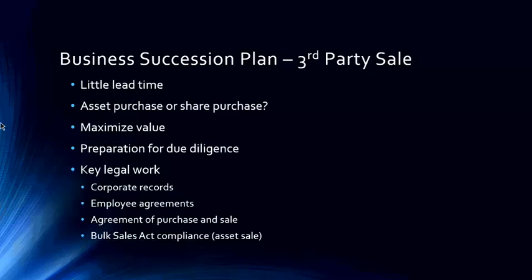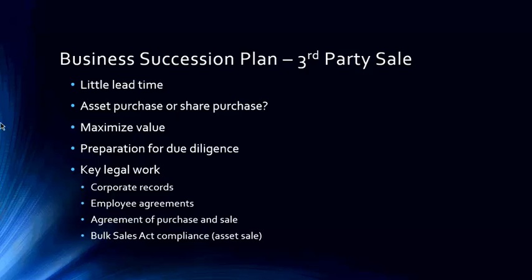The next one is a third-party sale. Much less lead time, more in the span of months here, 3 to 6 months typically, to go out and find a buyer and to put together the deal. Dealing with two basic ways to sell a business. One is an asset purchase, where they're buying the actual assets of the business, each individual asset. The other one is a share purchase for a corporation, where they come in and buy the shares off of you. And there are different tax consequences to both of those.